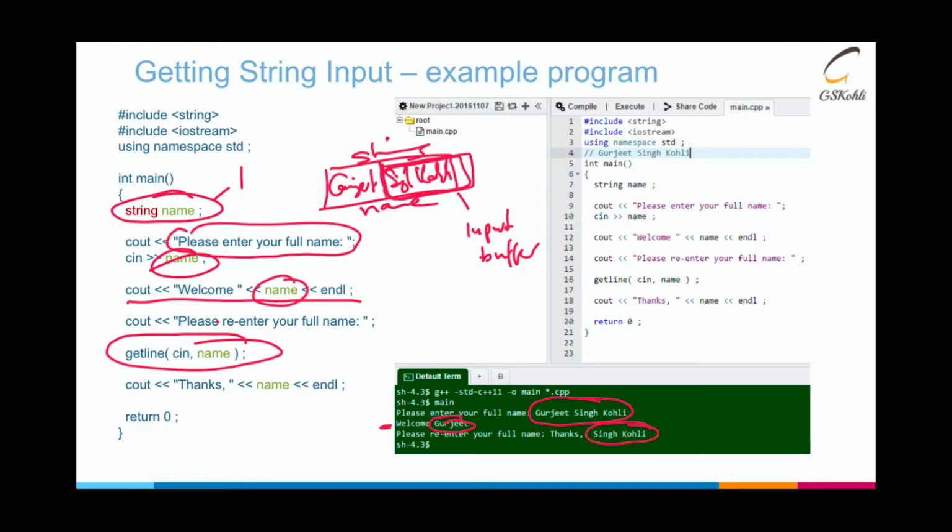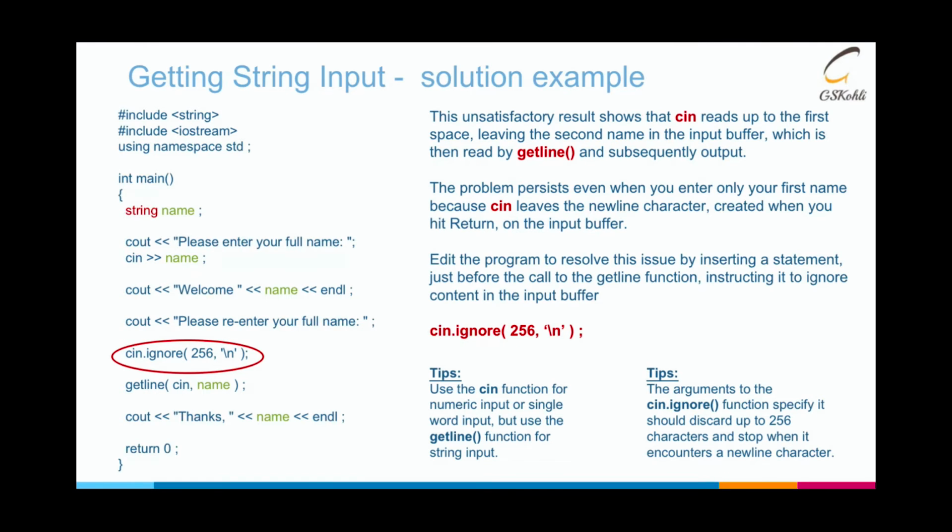And when we ask it to re-enter the name, which is this section up here, it uses the getline cin name function. It's basically giving us whatever's in our input buffer. As you can see up here, it gave us Singh Kohli. So it's not asking us again, just outputting whatever's left over in the buffer itself. So I hope that makes sense. Let's have a look at another slide.